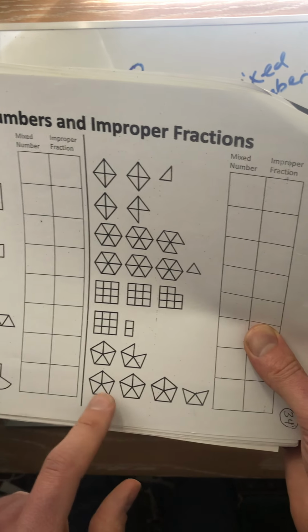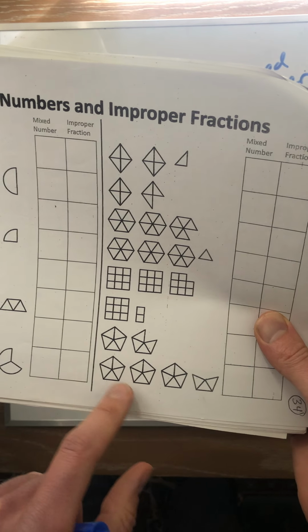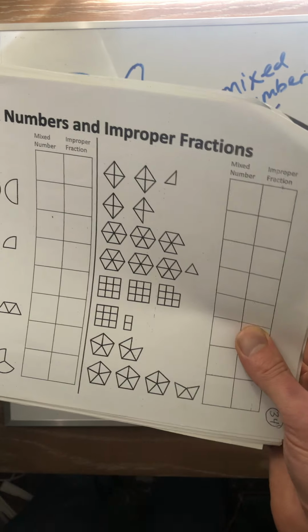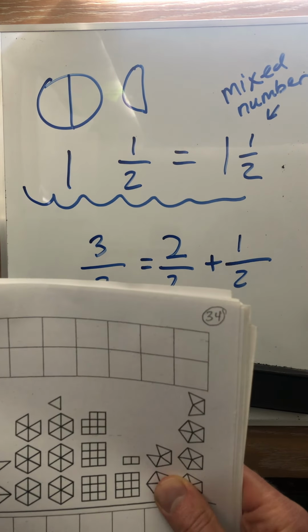And I just count up all the fractions. It's going to be over 5, but how many fifths do I have? Well, 5, 10, 15, 16, 17, 18. 18 fifths. So this is your assignment today, page 34. You can do it.